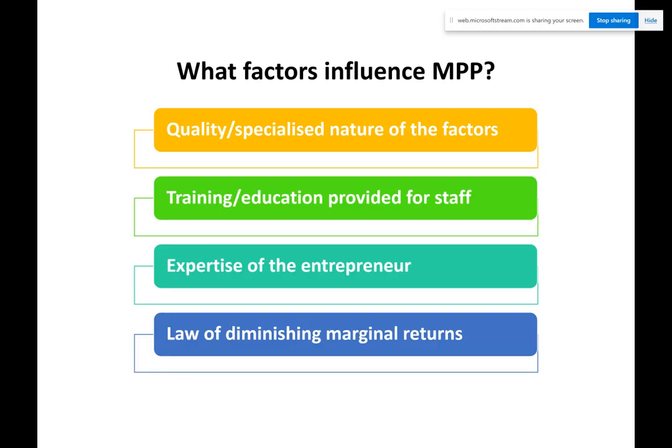The nature of the factors, the specialized nature, the training of the staff or lack of training of the staff, the expertise of the entrepreneur. So again, do they delegate responsibility? Do they show them how to do it? Or do they just bring more staff in just to load up the office with extra staff in the hope that it will increase revenue? And then this concept called the law of diminishing marginal returns.